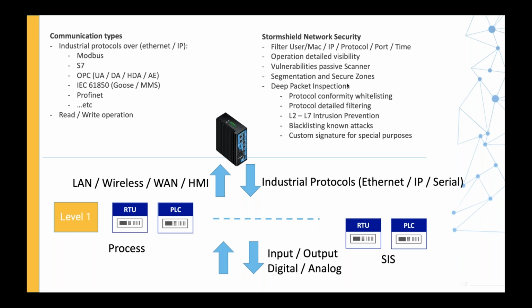A built-in passive vulnerability scanner, so it doesn't influence or affect anything in the system. It can create very good segmentation and secure zones in an easy way. The deep packet inspection has all the capabilities in terms of protocol conformity and whitelisting. We will speak about that in the DPI part. Detailed protocol filtering, layer 2 to layer 7 intrusion prevention, blacklisting of known attacks, and some custom signatures for very specific purposes. And that's normally the approach that we are having.